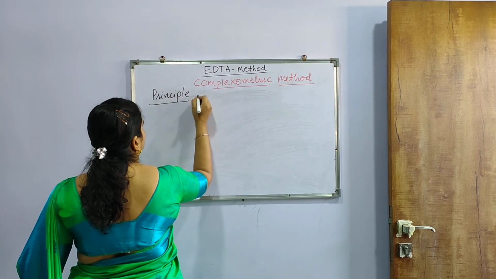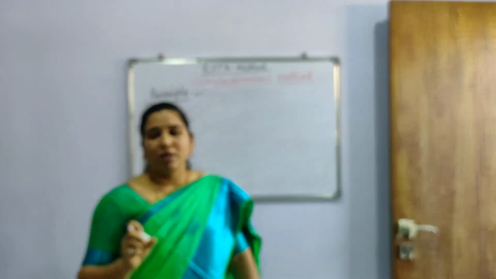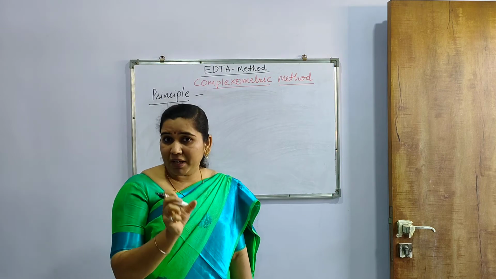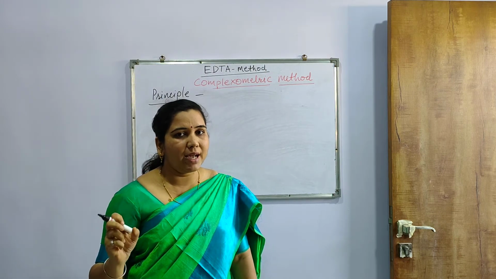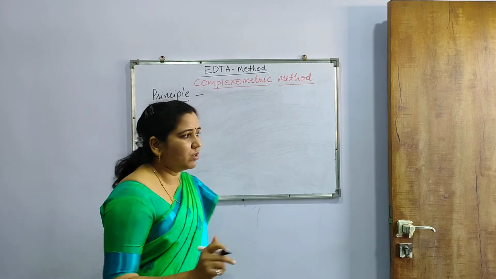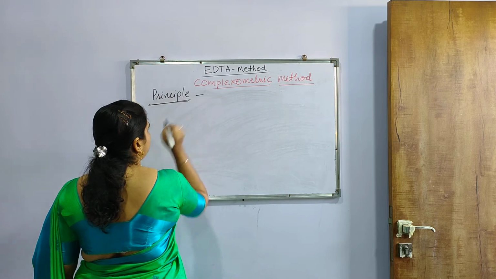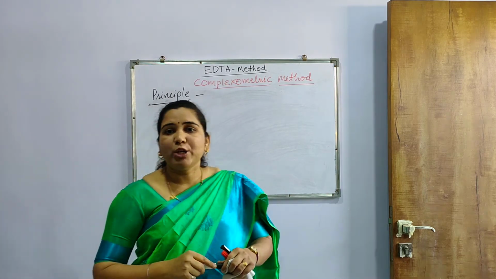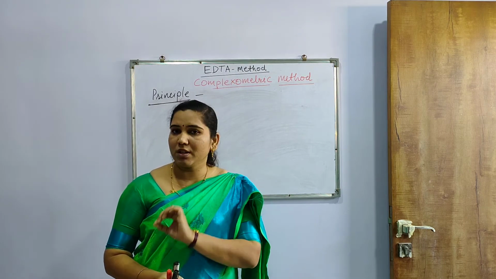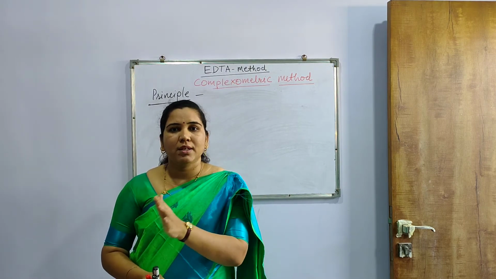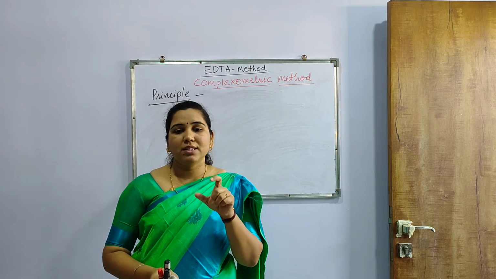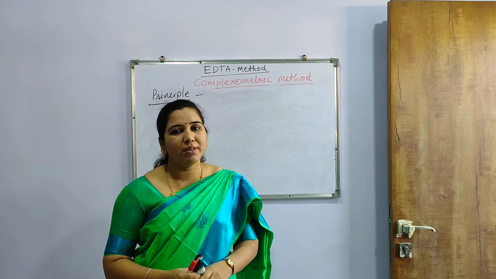of the EDTA method. In this, when EDTA comes in contact with a metal ion, it forms a complex in 1:1 proportion. That is called the principle of it. When a molecule of EDTA comes in contact with a metal ion, which is a hardness causing ion, it forms a complex, and that's why it is called a complexometric method, and this reagent is called a complexometric reagent.